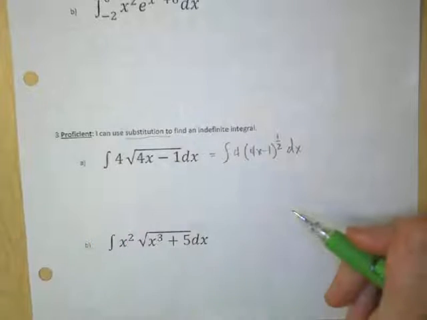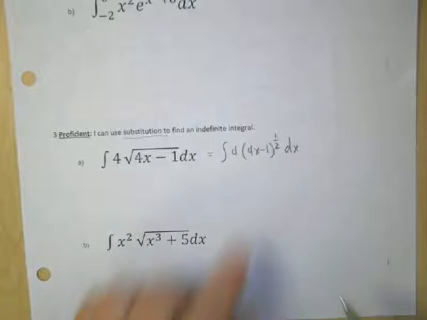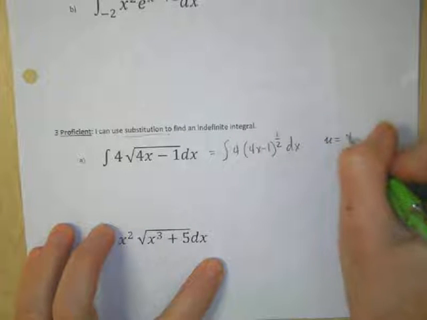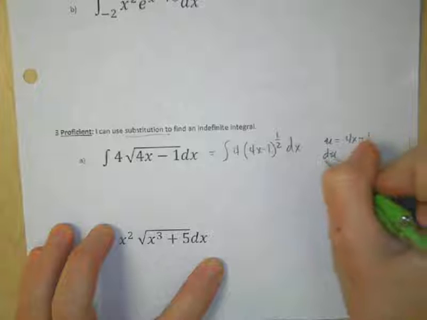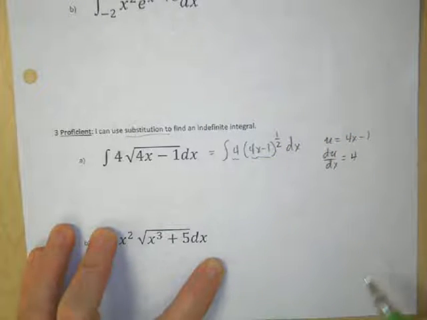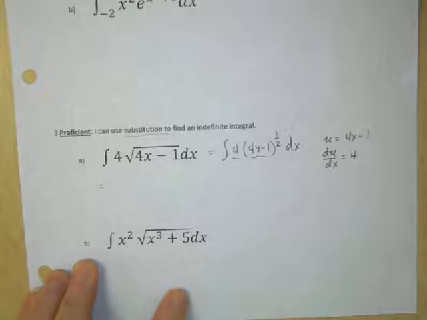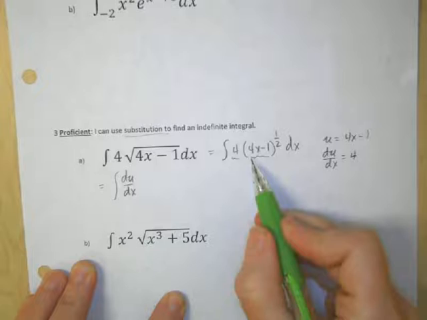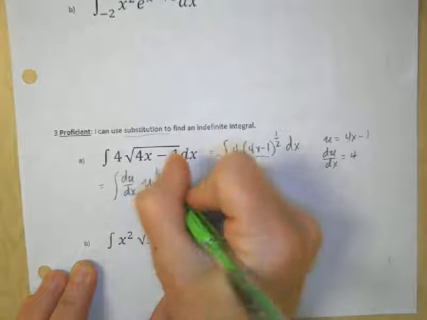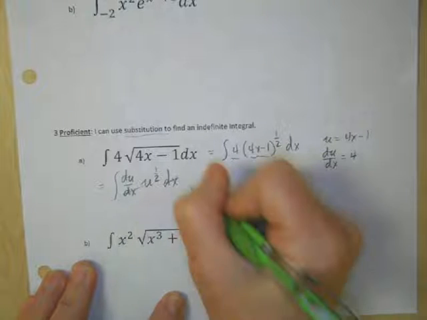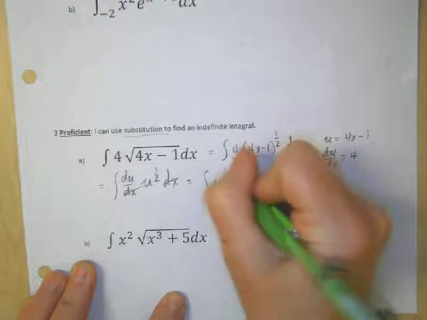So that means I'm going to make my u. My u is the x with the highest exponent. Well, that's my only x. So my u is going to be equal to 4x minus 1. So my du/dx is going to be equal to 4. So this is my du/dx, and this is my u. Now I can rewrite my integral in terms of u. The 4 is du/dx, and here I have u to the 1/2 dx. The dx's cancel out, and I'm going to rewrite it as the integral of u to the 1/2 du.